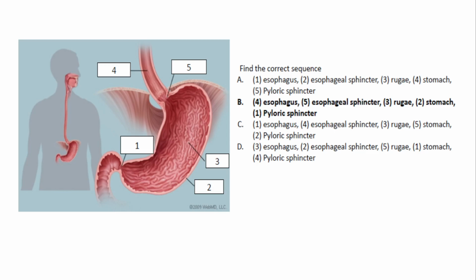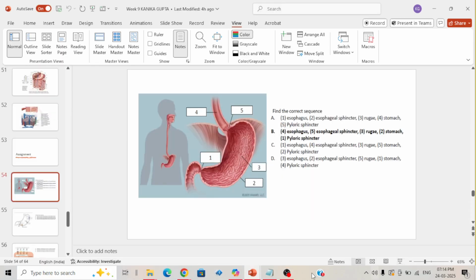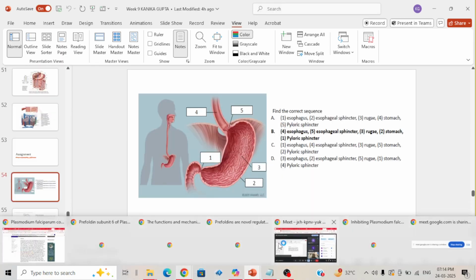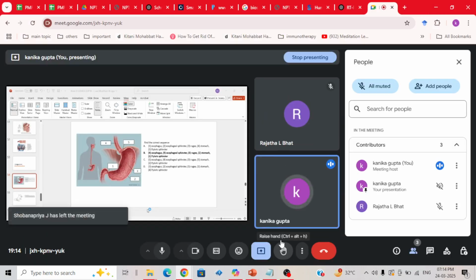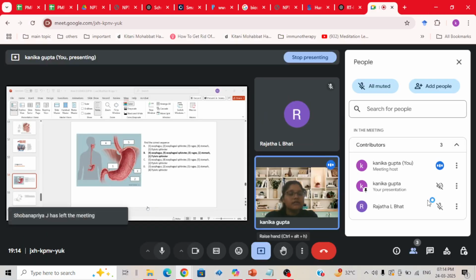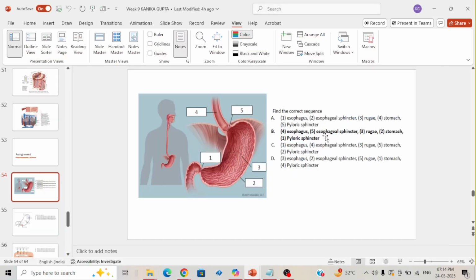Now we'll move forward to the assignment, and I hope no one faced any issue while solving this. Still, if someone has faced an issue, we can discuss it right here. So yes, everyone, they can tell me. Let's start by discussing this question. So this question says, find the correct sequence. What is this thing which is marked as 1?